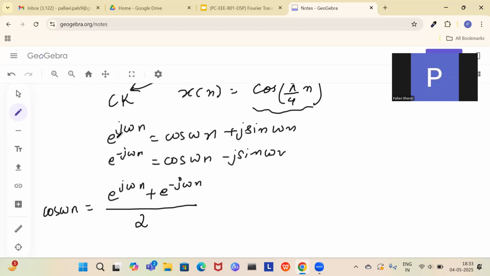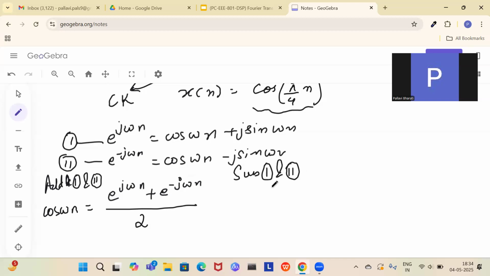Similarly, this is my 1, and this is my 2. We have got this by adding 1 and 2. If I subtract 1 and 2, then what will I get?